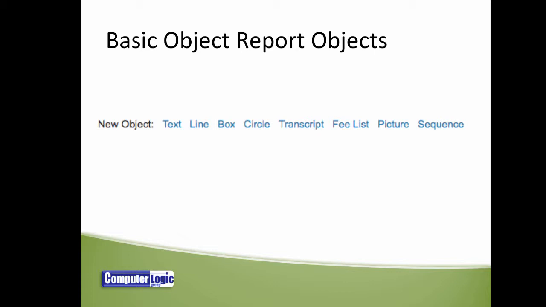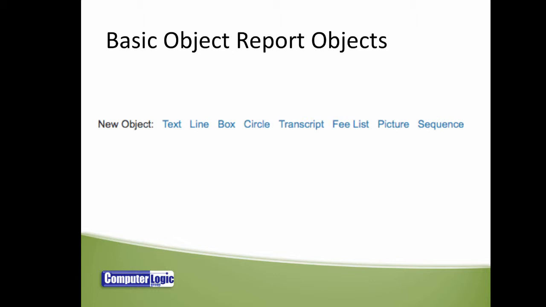A line, a straight or diagonal line. Box just allows you to create a box and put it around your text. The circle we'll actually use in one of the reports that we create today, so we'll get into more detail on the circle later, but you can assume that it's a round circle. Transcript object, that is one of the special objects that we will not be covering in this lesson, but it allows you to pull historical grade information and put it on a transcript type report. The fee list, if you're using the fees within PowerSchool, the fee list will allow you to create invoices and accounts payable type reports. It is also one that we will not be covering in this lesson.